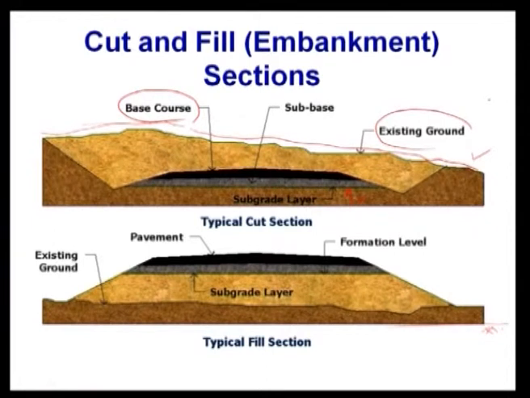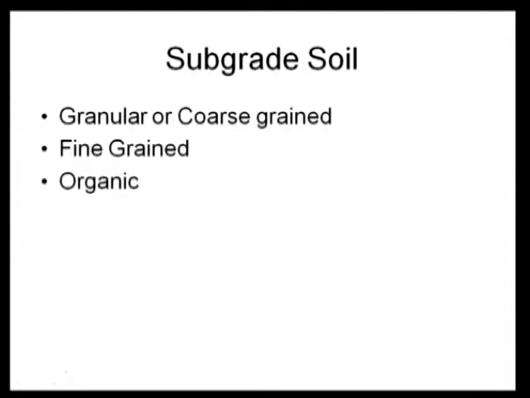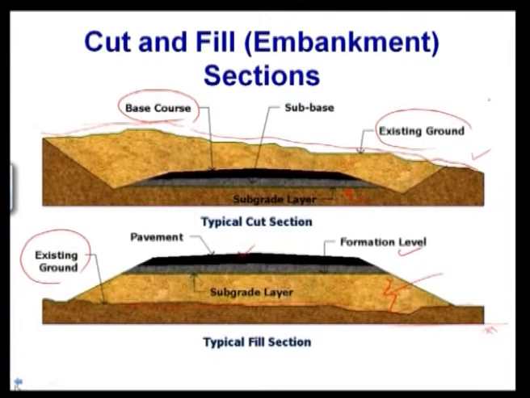Now, first one is your existing ground surface, somewhere either here or maybe here, it is written here. Then is your subgrade layer, this entire part is your subgrade layer, then this is your formation level and the top one is your pavement. So, these are the two sections, one is your fill section, other is your cut section. Now, subgrade soil, if you look here, this is your subgrade layer and this is also a subgrade layer, that means subgrade soil, both cut and fill.